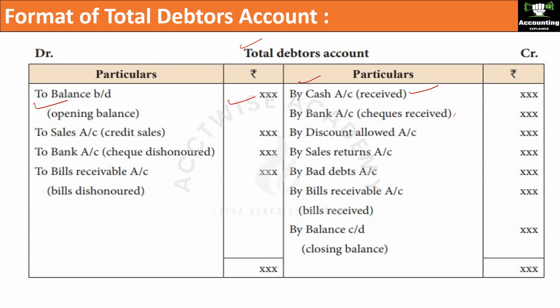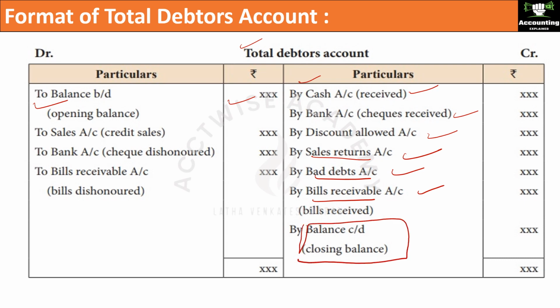If you have received any check by bank, that will also come on the credit side. If you have allowed discount to the debtors, that will come on the credit side. If we have got any sales return from our customers, that will come on the credit side. Bad debts, if we have incurred any bad debts, that will come on the credit side. Bills receivable on the credit side, if we have issued any bills to our customers, then that will come on the credit side. And the balance carried down, closing balance will also come on the credit side.